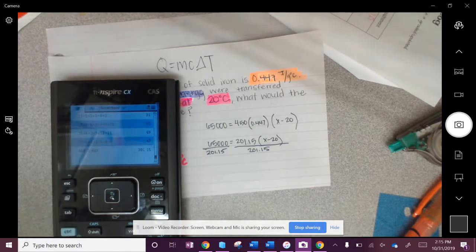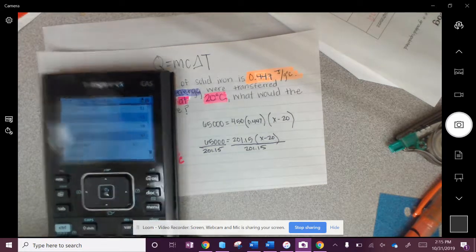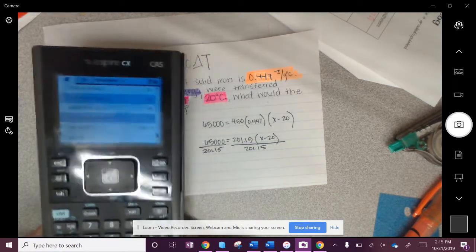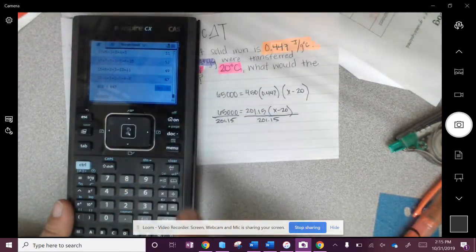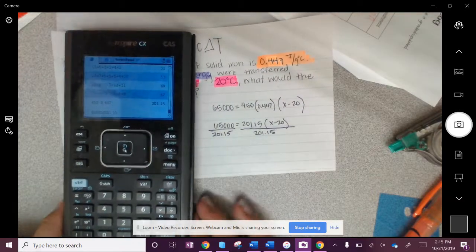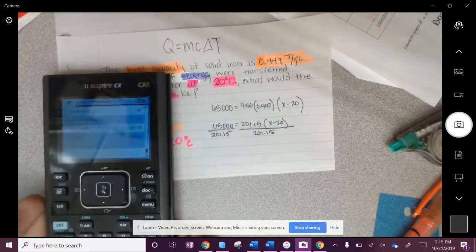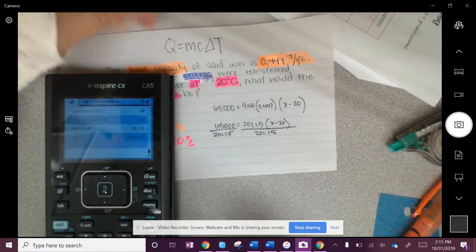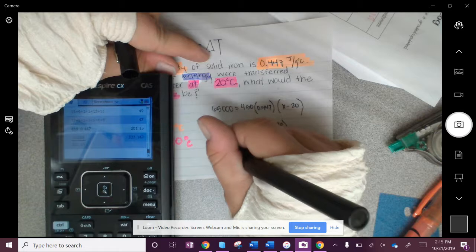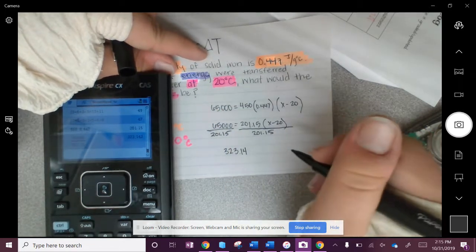So now instead of retyping it, I'm just going to say 65000, can you guys see that? Divided by, and I'm just going to push this up arrow, highlight it, and push enter. And that's going to bring that number down so I don't have to retype it. And that's really important, again, avoiding mistakes and things like that. So 65,000 divided by that 201 is going to be 323.14. I'm sure you just heard the bell ring, so I'm going to try to finish this quickly.